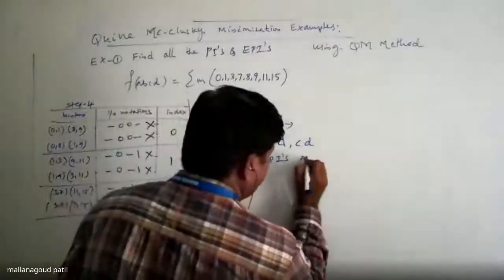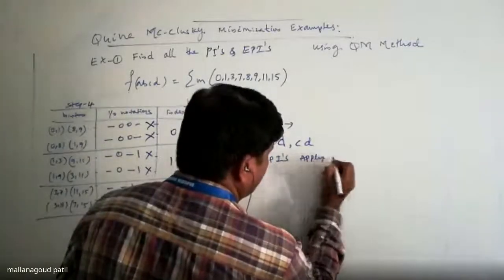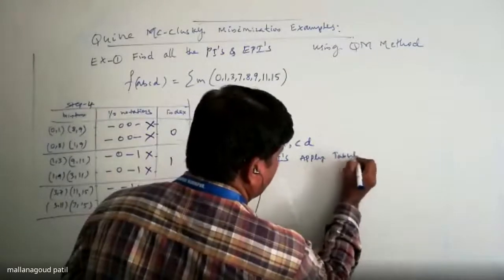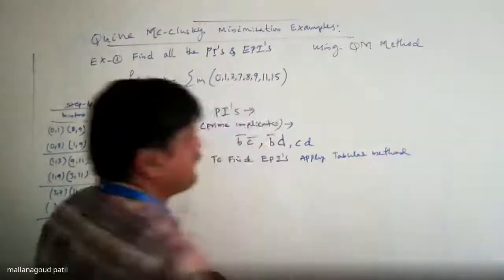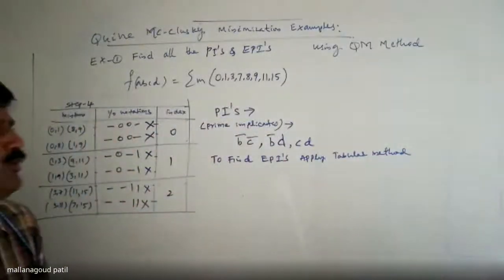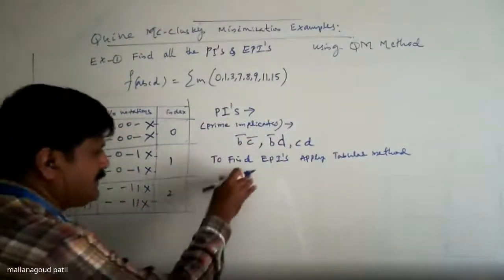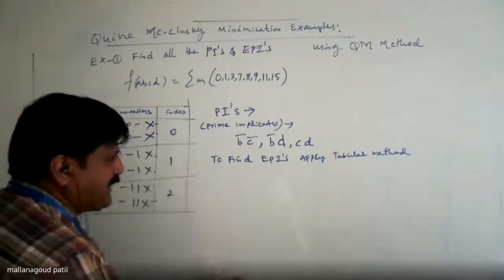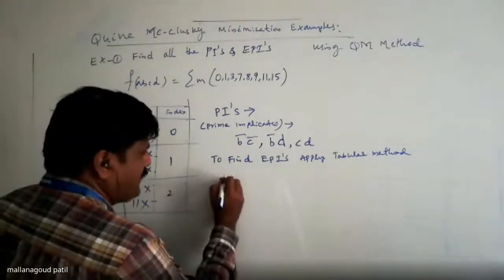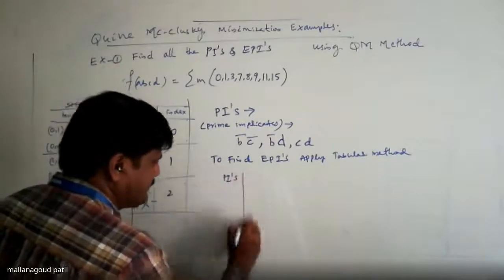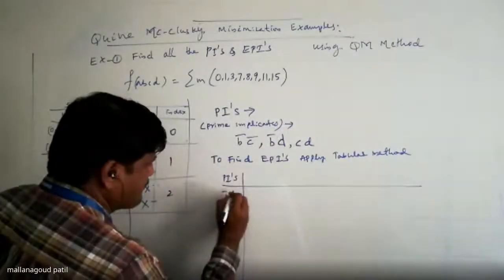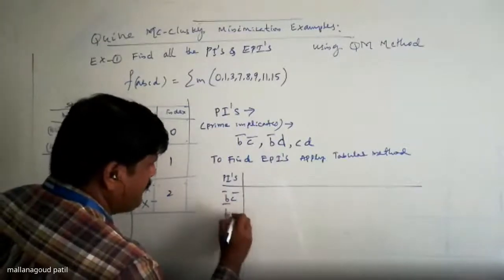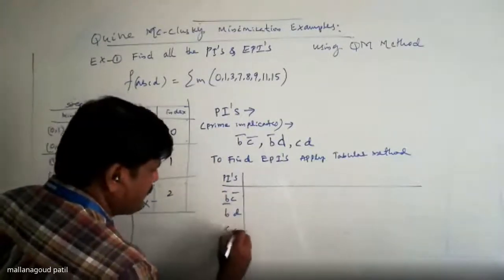apply the tabular method. How to apply the tabular method? The prime implicants you have to write in one column. I can write here PIs. PIs are B bar C bar, B bar D, C D.